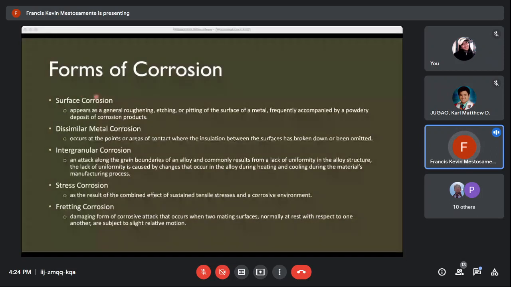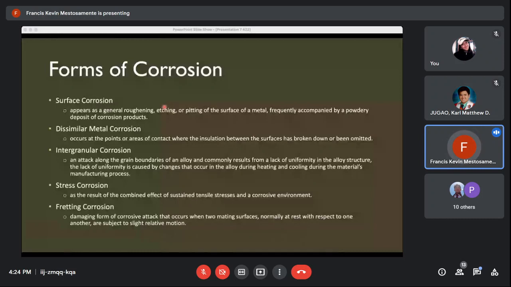Appears as a general roughening, etching, pitting of the surface of a metal, frequently accompanied by a powdery deposit of corrosion products. So this corrosion will sometimes spread under the surface coating and cannot be recognized easily by the powdery deposit. A closer inspection will reveal the paint or plating is lifted off the surface, a small blister which results from the pressure or underlying accumulation of the corrosion products.